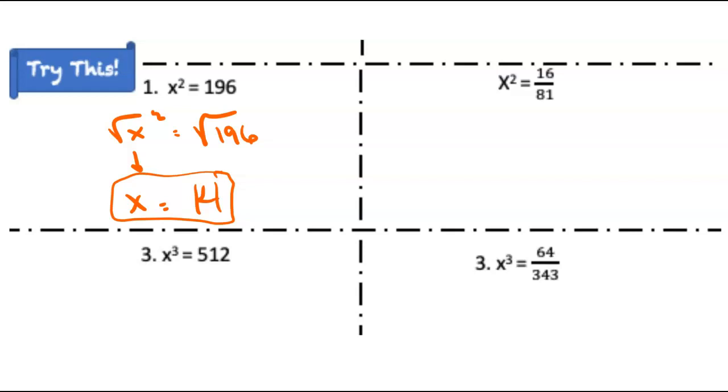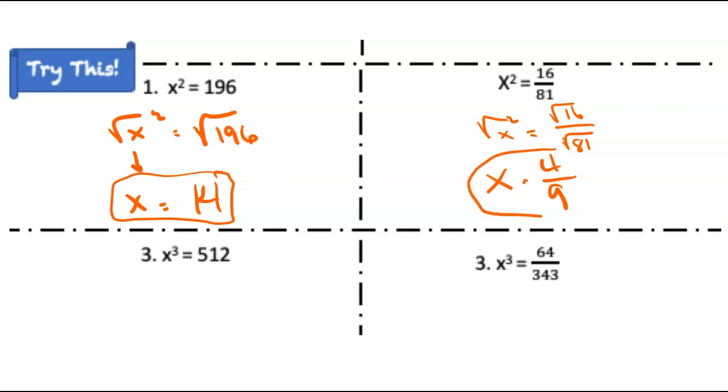On the second one, which isn't numbered for some reason, I want to take the square root of both sides. Remember, when I take the square root of a fraction, I do the square root of the numerator over the square root of the denominator. The square root of 16 is 4. 4 times 4 gives me 16. The square root of 81, we've already said before, is 9. So my square root is 4/9.